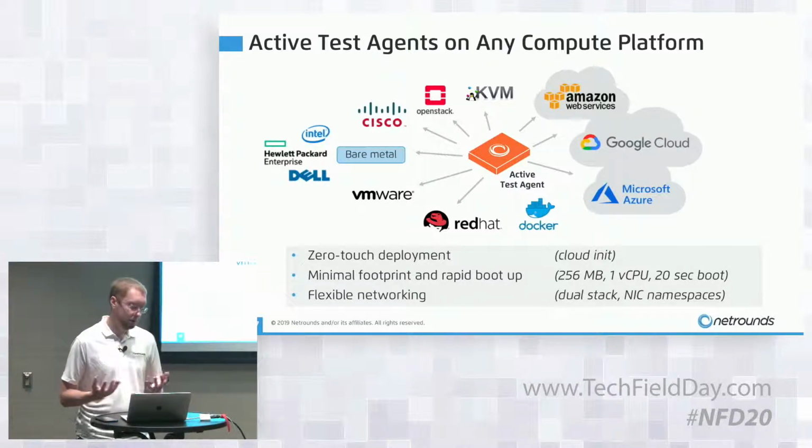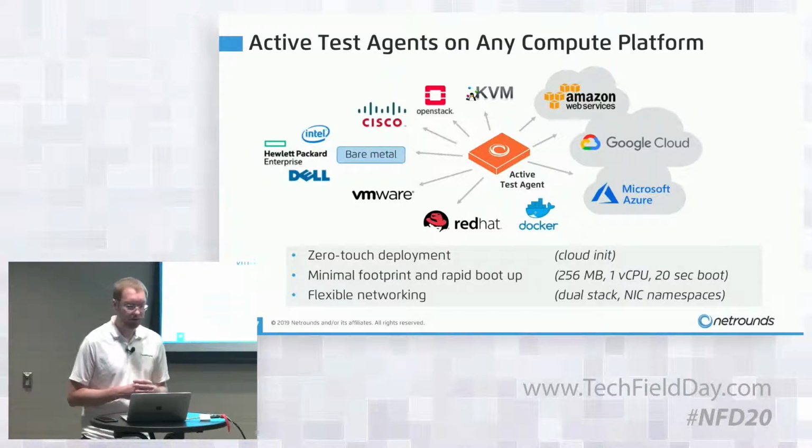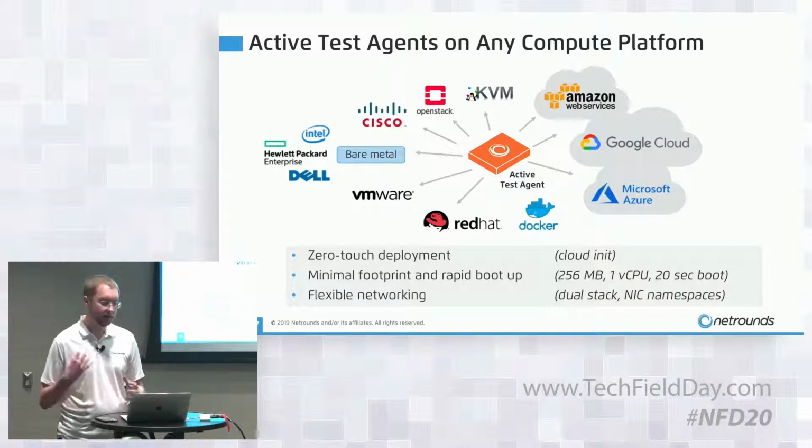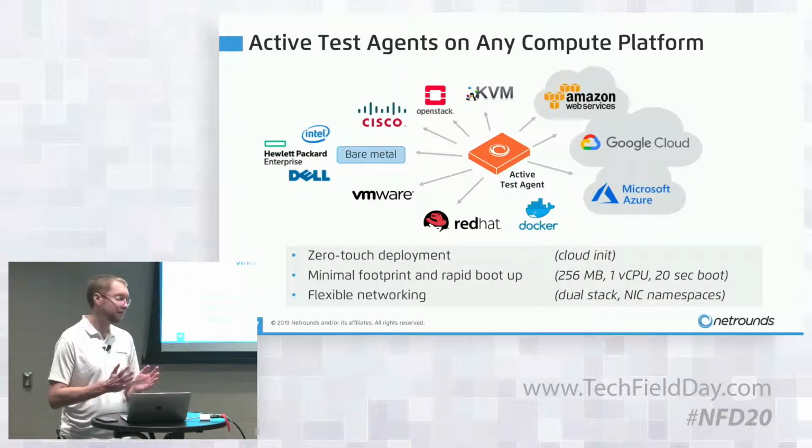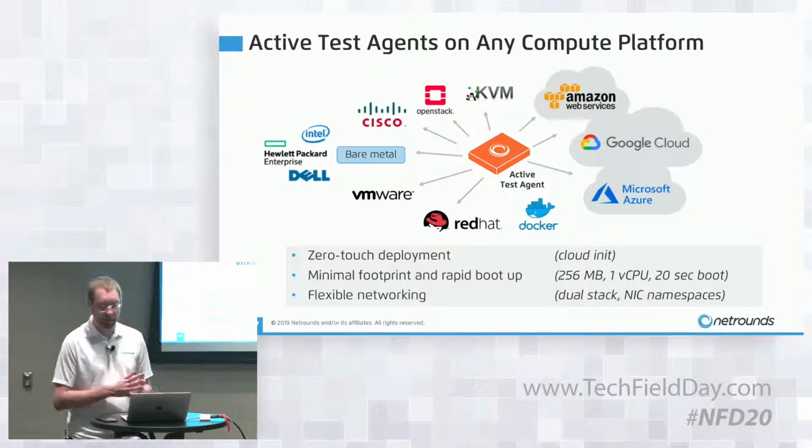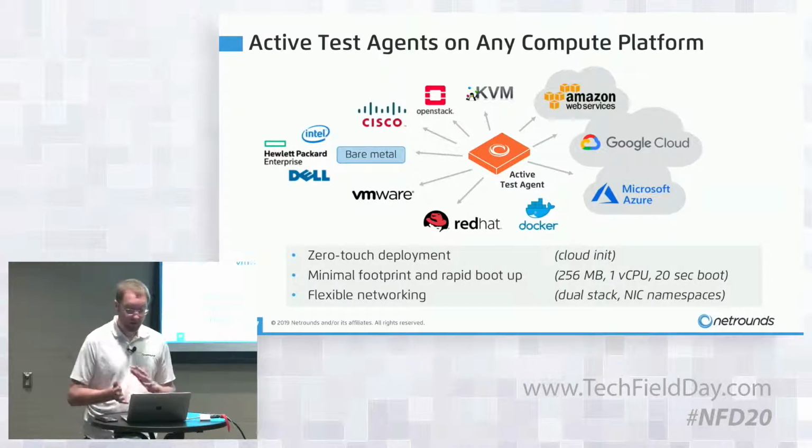So we support V4 and V6. And we also do something called network interface card namespaces. So one test agent can have many NICs, and each of them has its own routing table. And that allows us to do some pretty interesting tricks, which I will cover later on.